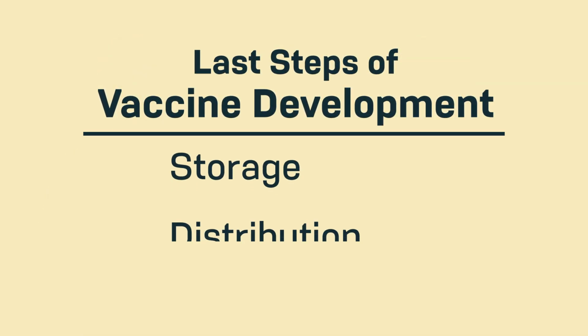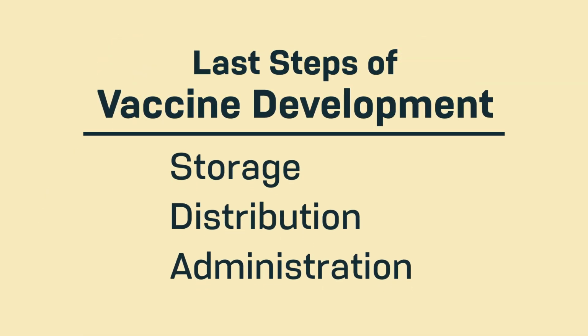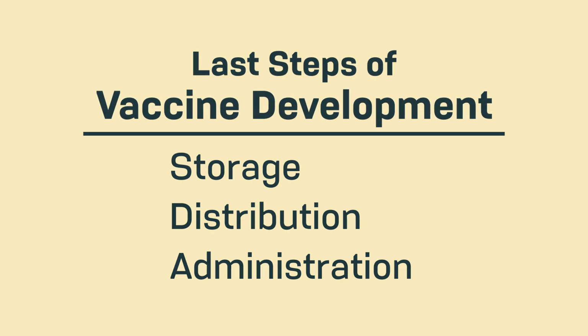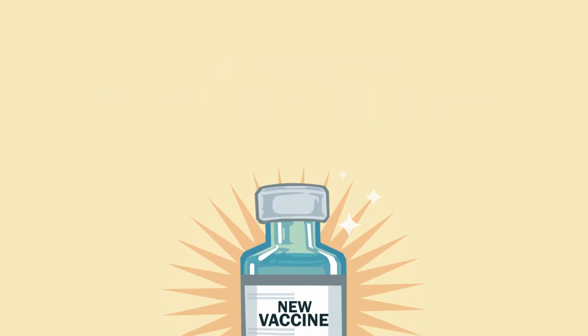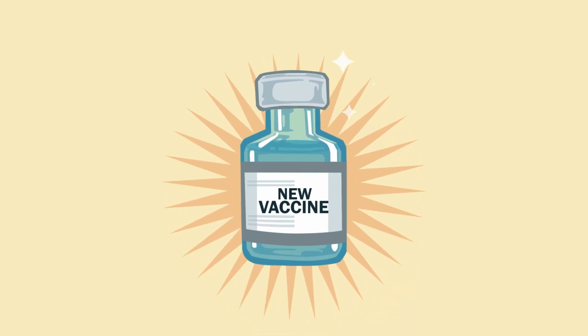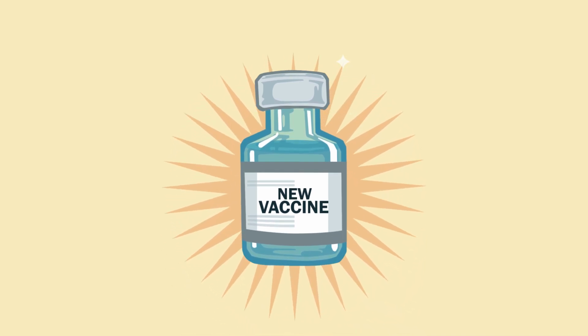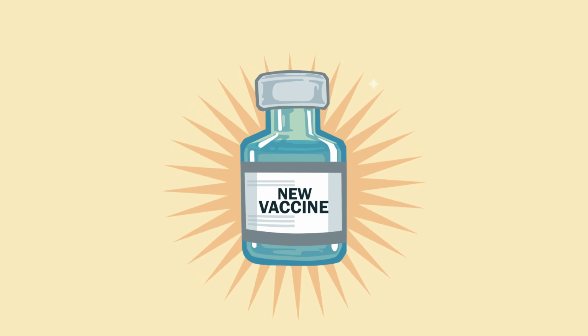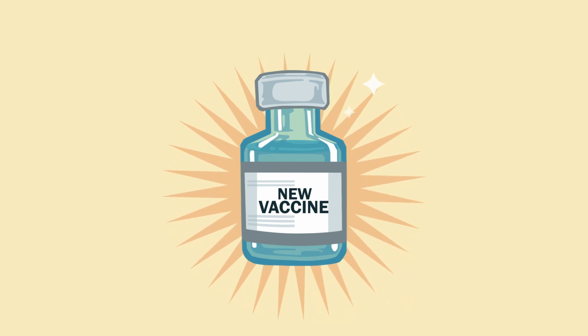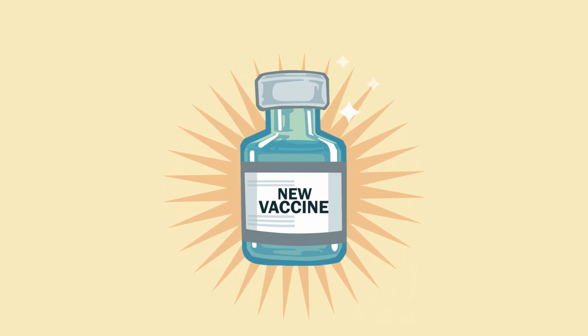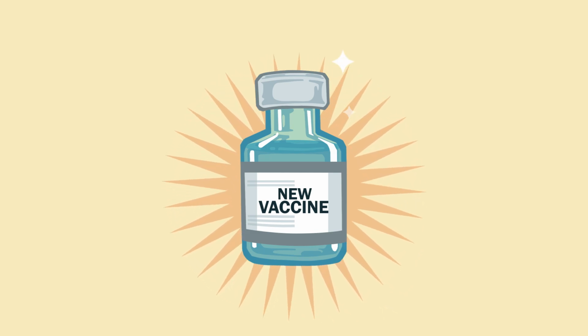Vaccine storage, distribution, and administration are the last steps of the vaccine development process. Remember, this process will look different depending on the specific vaccine, because every vaccine is unique. This process is carefully monitored along every step of the way to make sure that vaccines remain safe and effective for everyone.